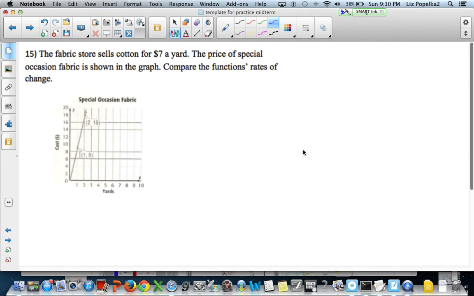Number 15, the fabric store sells cotton for $7 a yard. The price of special occasion fabric, so that's a different kind of fabric, is shown in the graph. So I'm looking in the graph and it says for 1 yard, it costs $9. For 2 yards, it costs $18, etc., etc. So it's actually talking about two different types of fabric. So it says compare the functions' rates of change.